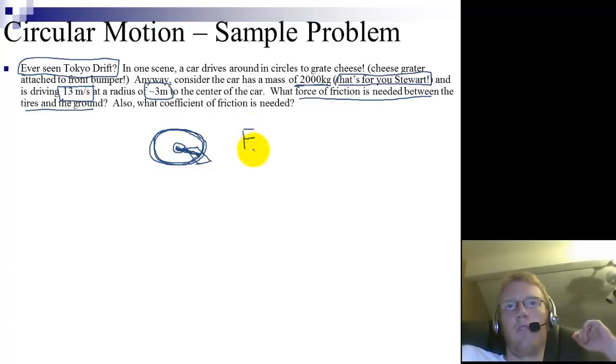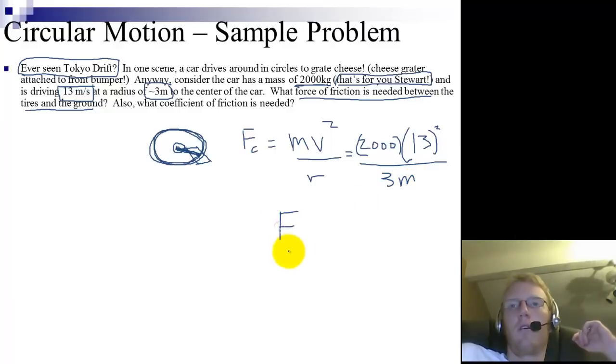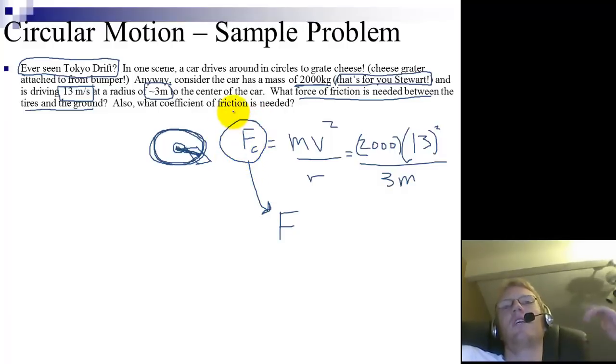So the force of the circle is mv squared over r. The mass is 2,000. The velocity is 13, and we're going to square that. And the radius was what, 3 meters? Okay, so let's find the force. And this is force of circular motion. Force circle, that's just like a concept.